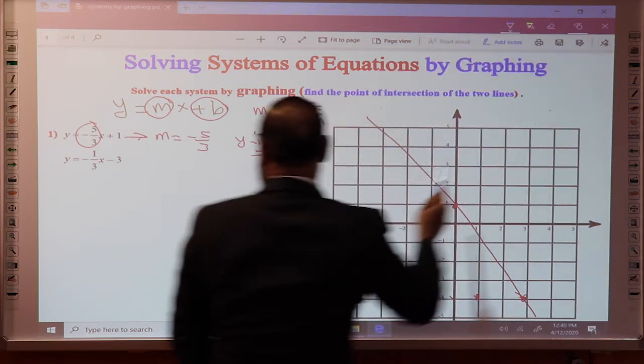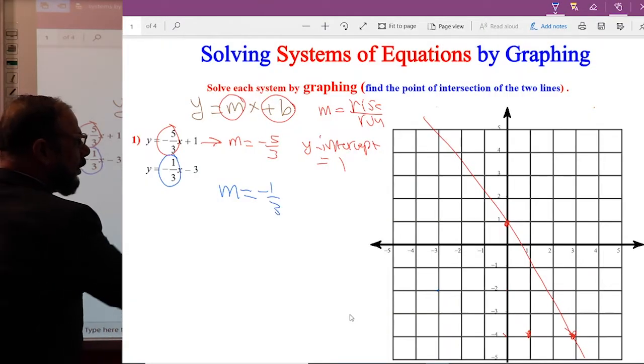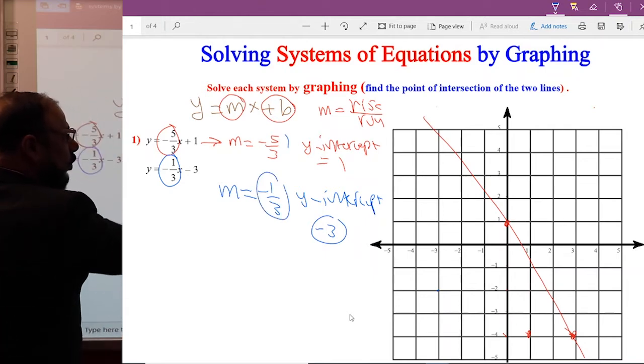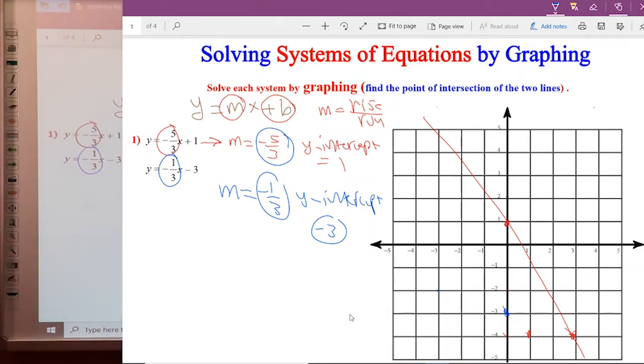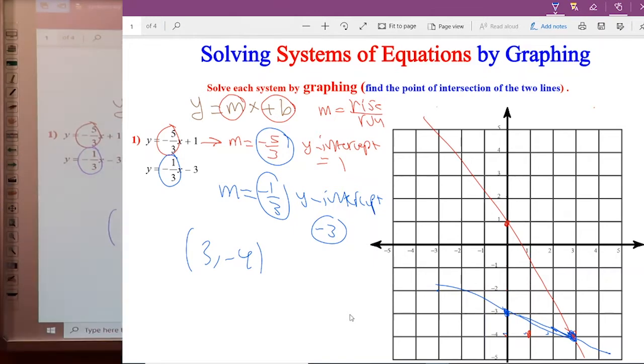Let us go to the second equation in blue. What does my slope say? Negative 1/3, right? What is the y-intercept? Negative 3. Since I have two different slopes, that means I have a solution. There's an intersection. From negative 3, you go down 1, and to the right what? 3. Wow, my answer comes directly. This is 3 and what? Negative 4. My solution is 3 and negative 4. I'm going to show it to you in an accurate way.